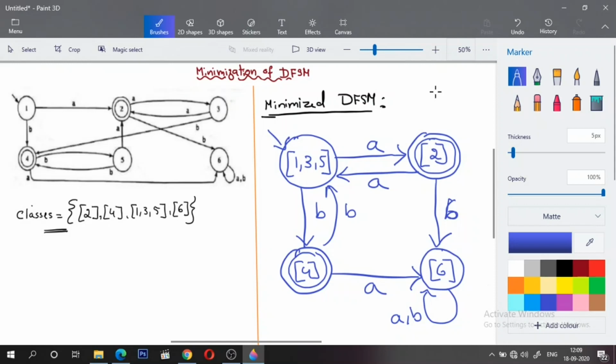So this is the answer for my minimized DFSM. As you can very clearly see, the number of states in my minimized DFSM is equal to 4, and originally it was 6. So I have reduced the complexity of the solution by having a simpler DFSM. So this is my final answer. So these are the steps to be followed in constructing a minimized DFSM for the given problem. I'll see you in the next one.